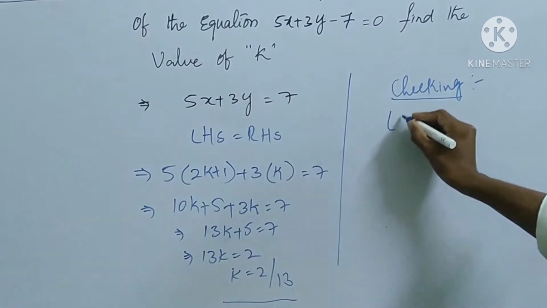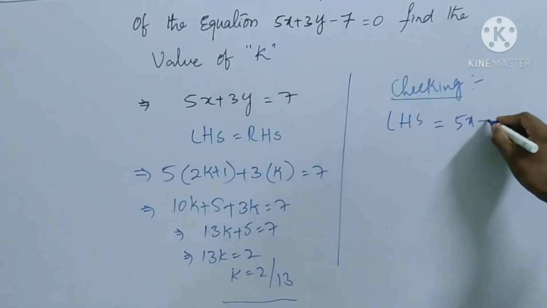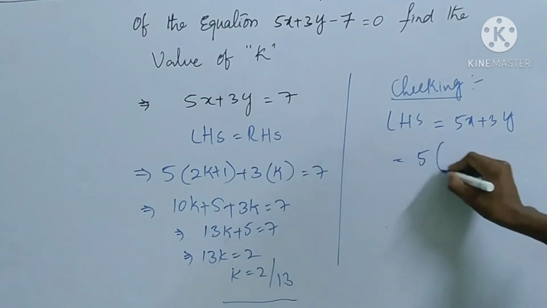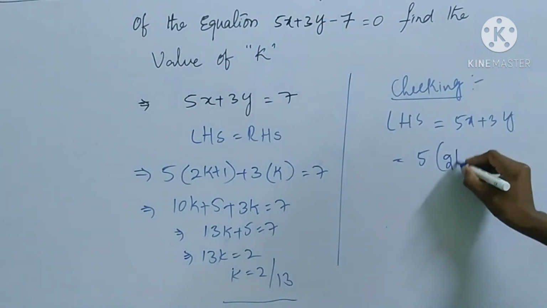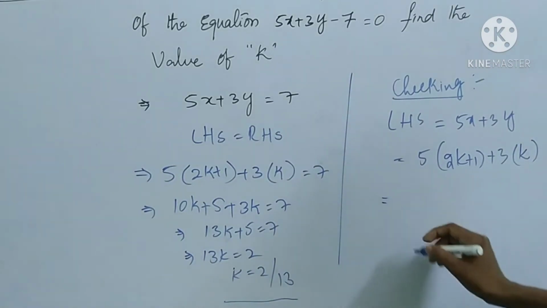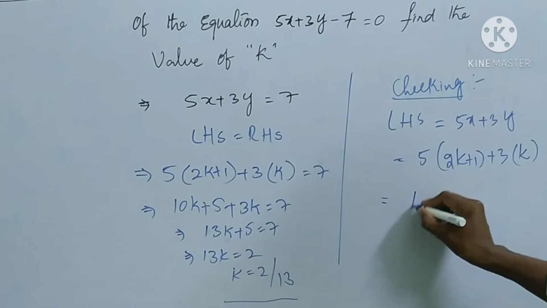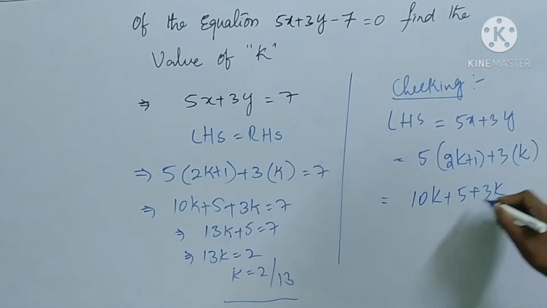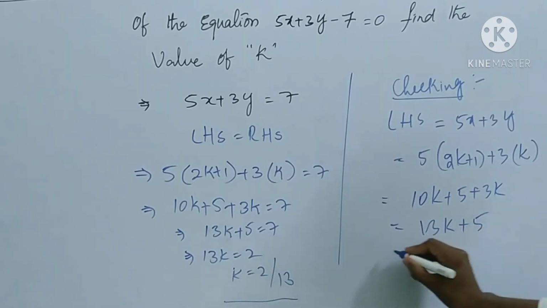So take LHS. The LHS side is 5x plus 3y. So that is equal to 5 into the given result, x is equal to 2k plus 1. So that is equal to 5 into 2k is 10k, plus 5, plus 3k. 10k plus 5 plus 3k. That is equal to 13k plus 5.